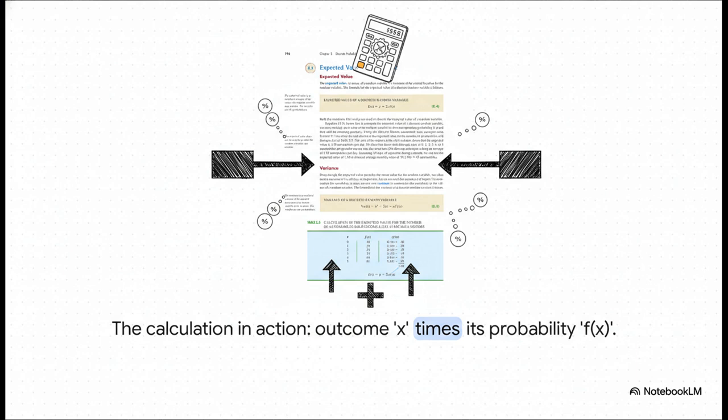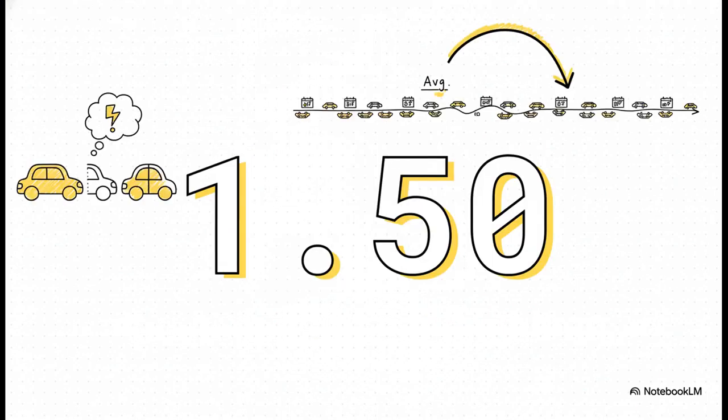0 times 0.18 is 0. 1 times 0.39 is 0.39. 2 times 0.24 is 0.48, and so on down the line. Then the last step is just to add up that final column. And when we do that, we get 1.50. That is our expected value.